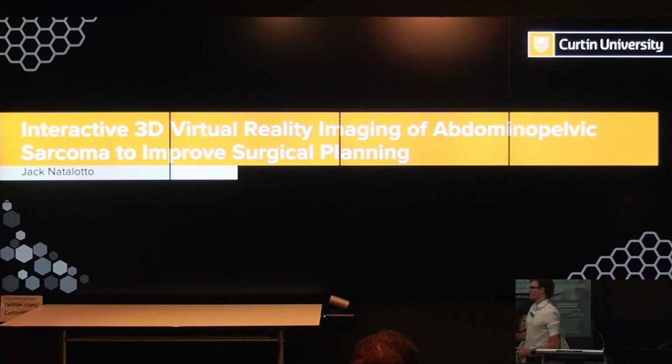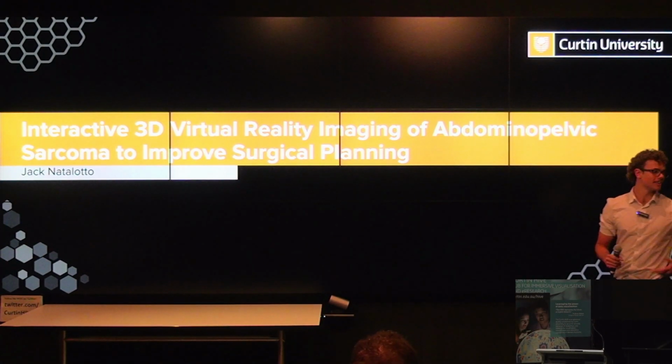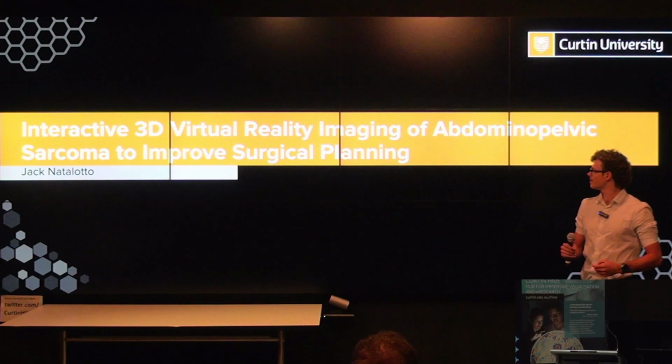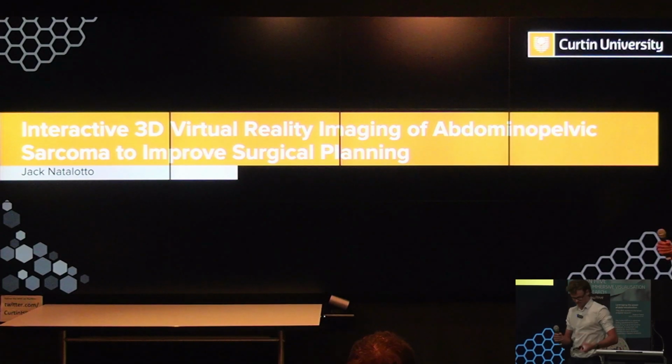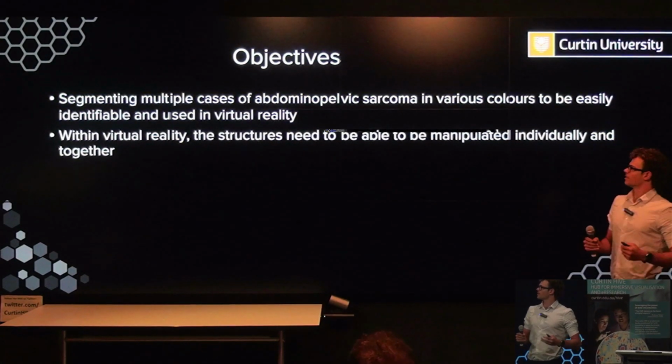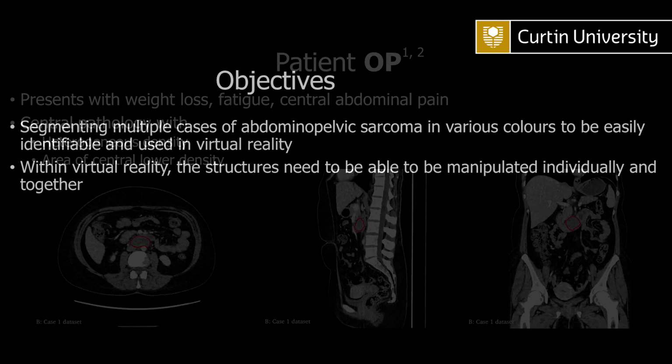G'day, I'm Jack. I'm a radiography student in my final year. My penultimate placement starts on Tuesday, so that's pretty cool. I am doing virtual reality imaging of abdominopelvic sarcomas to improve the surgical planning. We set out with the objectives of segmenting multiple cases of abdominopelvic sarcoma in various colours to be easily identified in virtual reality, meaning you can see what structures are and where their borders are. Within the virtual reality experience, we wanted these structures to be able to be manipulated, or the entire structure, so you can rotate the entire structure.